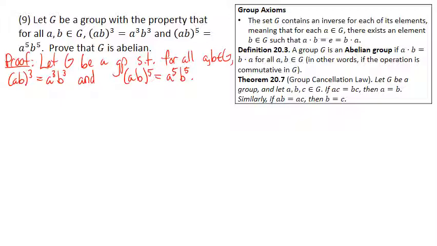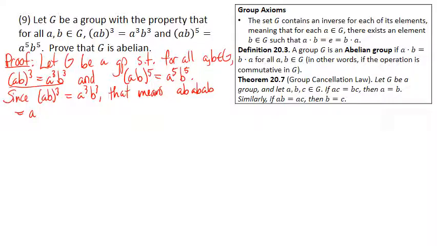Okay, so let me start by using this equation right here. Since (ab) cubed equals a cubed b cubed, that means ab ab ab, so that's (ab) cubed is ab. In this group, we have not shown that it is abelian yet, so we cannot move those a's and b's around each other, equals a, and then I'm going to split off one a and then have a squared, and then I'm going to do the same for the b's, but I'm going to leave one b on the end like that. So I split the cube into a and a squared, and the b cubed into b squared and b.